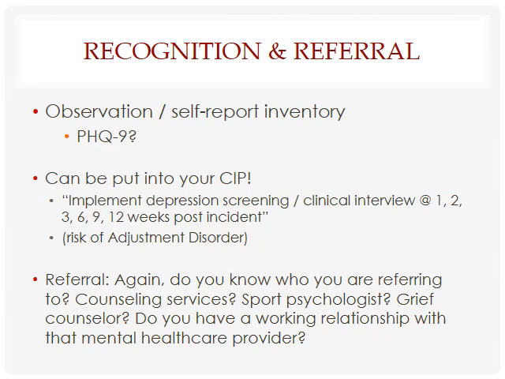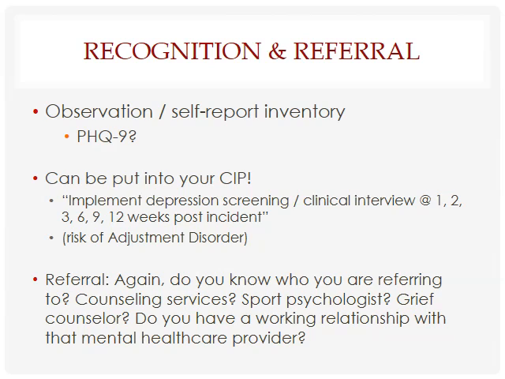What are some things we can do in recognition and referral of mental health issues post-catastrophic incident? You could implement the use of a self-report screening inventory to screen for depression symptoms or post-traumatic stress disorder, anxiety, etc. This could be put into your catastrophic incident plan, such as you will implement depression screening or a clinical psychological interview by a sports psychologist or licensed psychologist at 1, 2, 3, 6, 9, and 12 weeks post-incident, for example. At 12 weeks, or from 3 weeks on, athletes may be at risk for adjustment disorder, as we previously discussed.